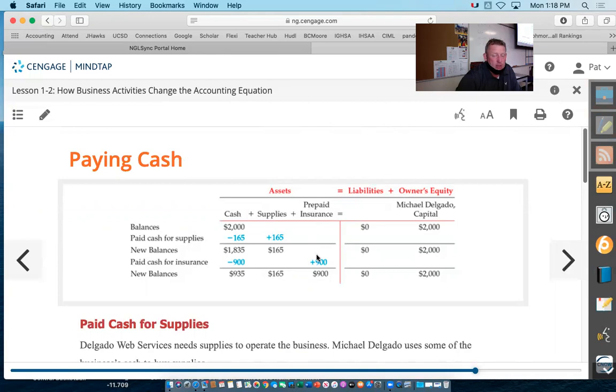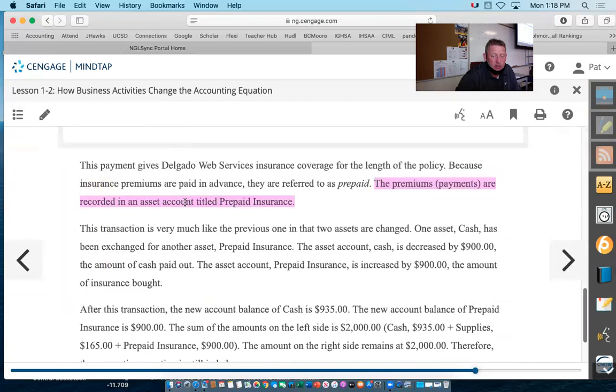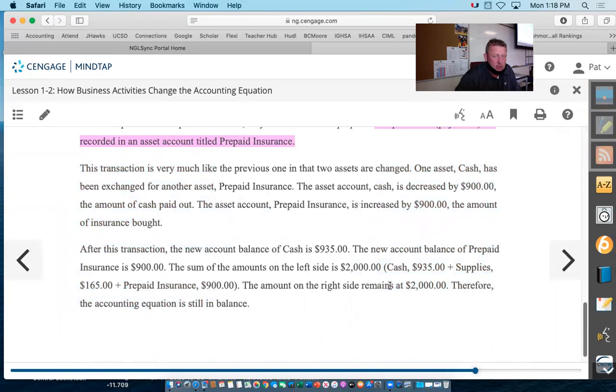Now we have a balance of 0 plus 900 is 900 for insurance. We had 0 plus 165 for 165 before. We add that to 0. We still got $165 with supplies. And then we subtract the 900 in cash. But 935 plus 165 plus 900 equals 2,000 bucks. So the accounting equation still equals. Okay? And they're telling you pay cash for insurance. And they're just talking about it here. What I just talked about, that's what they're telling you here.